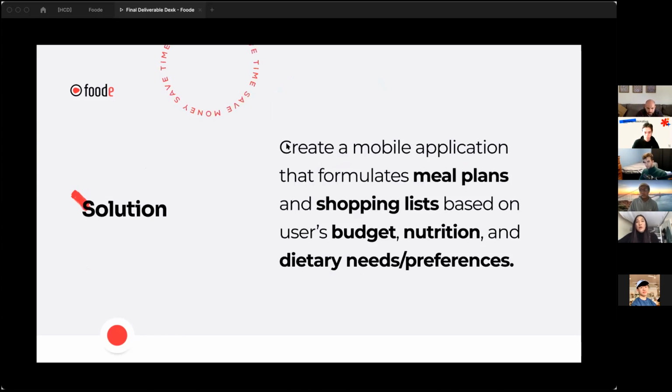So our solution to this problem was to create a mobile application that formulates meal plans and shopping lists based on the user's budget, nutrition, and dietary needs and preferences. For example, in the previous persona, she was vegetarian, so we make each meal plan unique to each person.